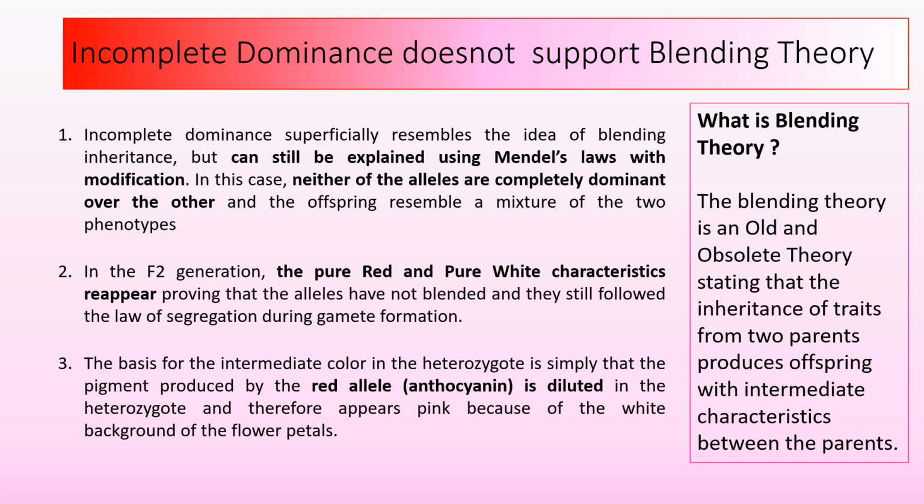And the third thing: how are we getting the pink color? That is because the red allele produces anthocyanin, which is the red pigment, and this red pigment gets diluted in the heterozygous state, and therefore it appears pink because of the white background of the flower petals. So it is not that the genes or the characteristics have got blended. Even at the molecular level, we see that the red color is formed by anthocyanin, which gets diluted.